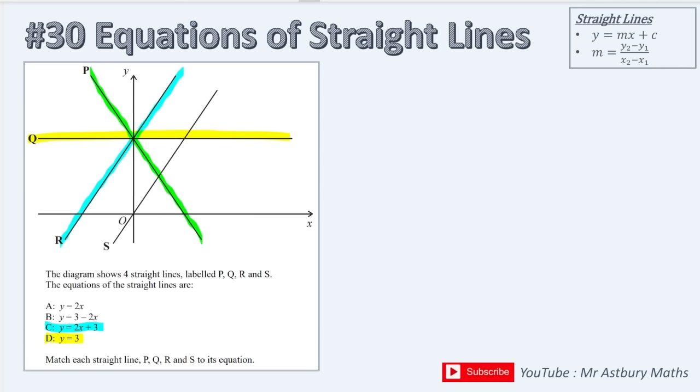Now, the green line also goes through 3 on the y-axis, but it has a negative gradient, because as you go from left to right along it, you'll be going down. So therefore, that must be the one with a negative gradient. Here, you can see minus 2x means it's negative. And the last one is the pink line here, and it must be y equals 2x. It has no y-intercept. It goes through the origin.